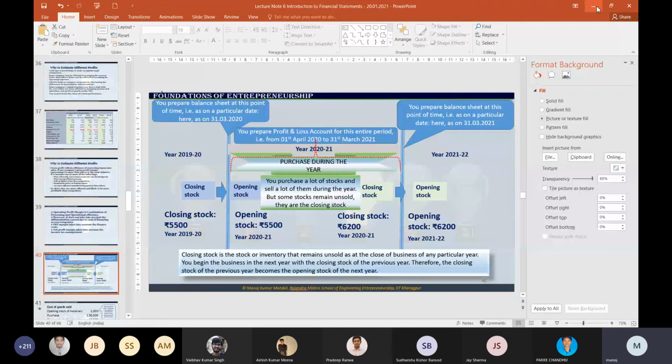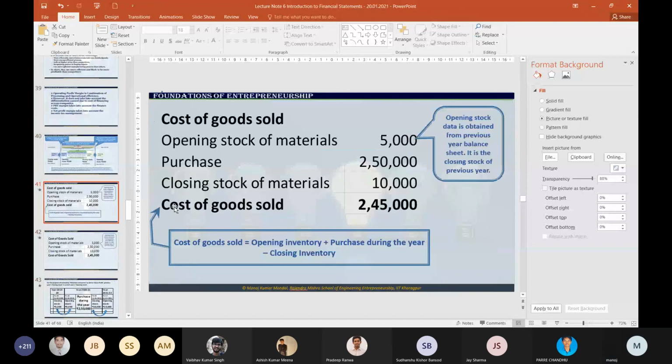When we prepare your balance sheet and profit and loss account, this signifies a lot of things, and this is very important. Guys, today time is almost up. I'll take one more minute. Let me see if I can finish something more.